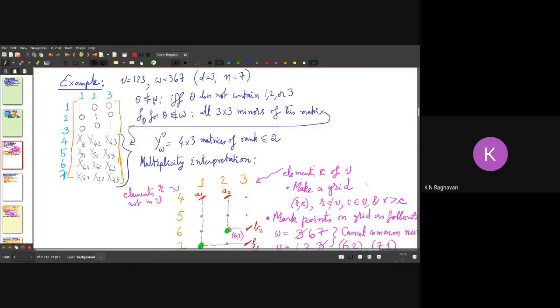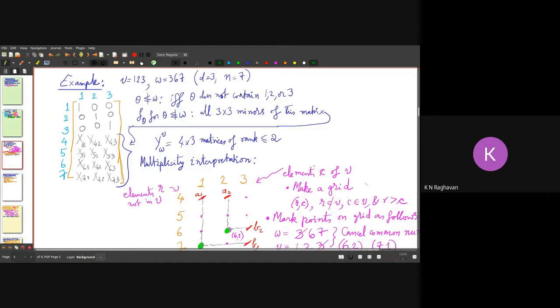Now, I claim, given this value of W, theta is not less than or equal to W if and only if theta does not contain 1, 2, or 3. The moment theta contains 1, 2, or 3, since the values 6 and 7 are the largest possible out of these remaining 4, if theta contains, say, 1, 5, 6, then that's going to be less than or equal to W. So the only way theta is not going to be less than or equal to W is if it does not contain 1, 2, 3.